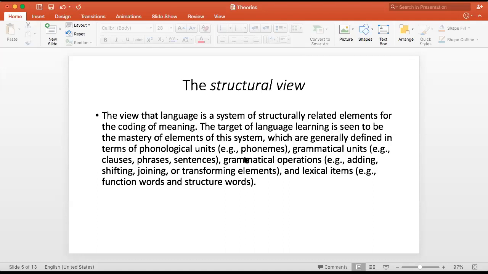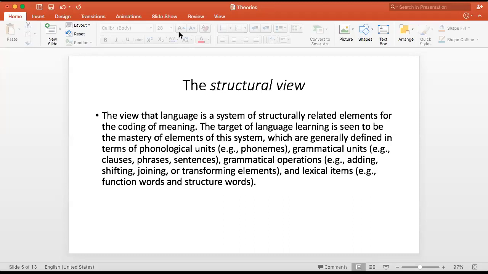Let me put it in the chat also. Okay, we are getting answers. Yes, that's correct. This is the smallest unit of sound. Okay, right. You know about this.